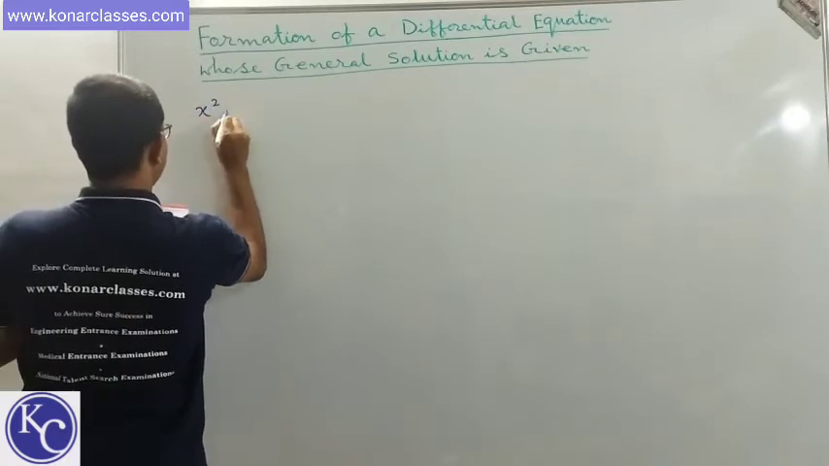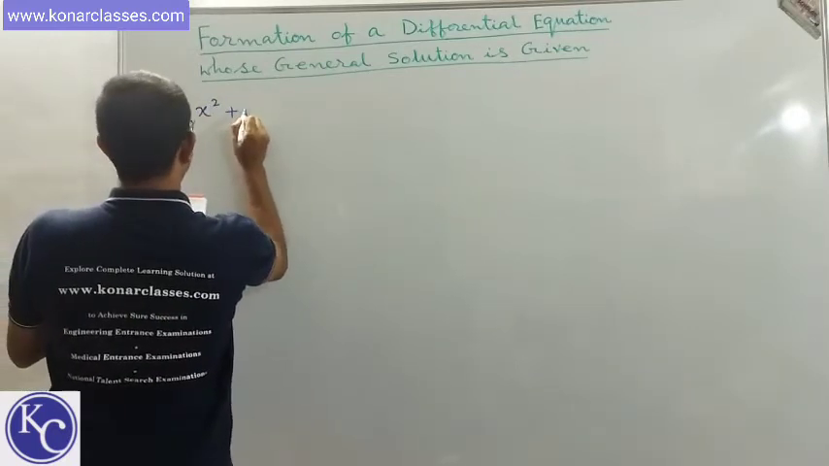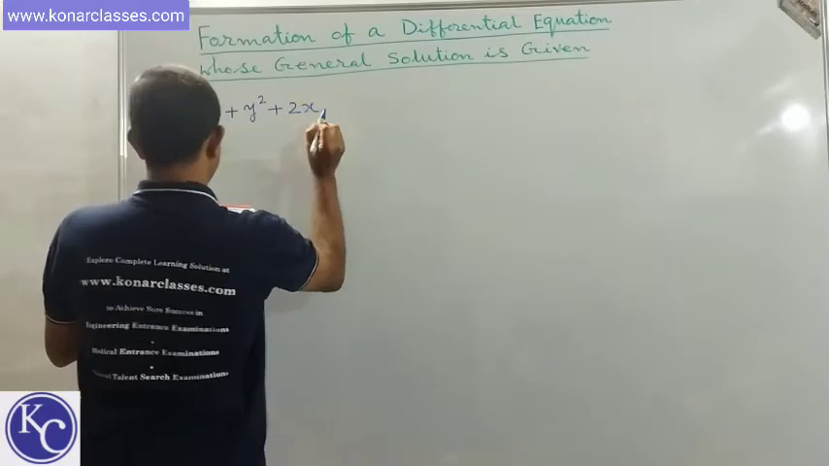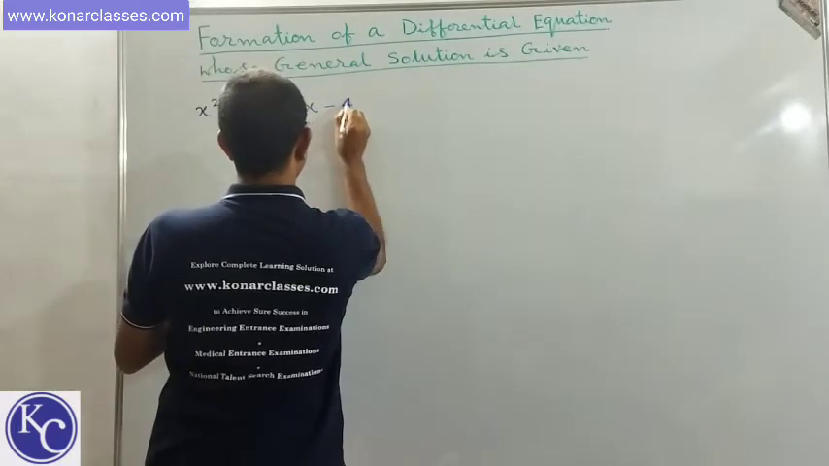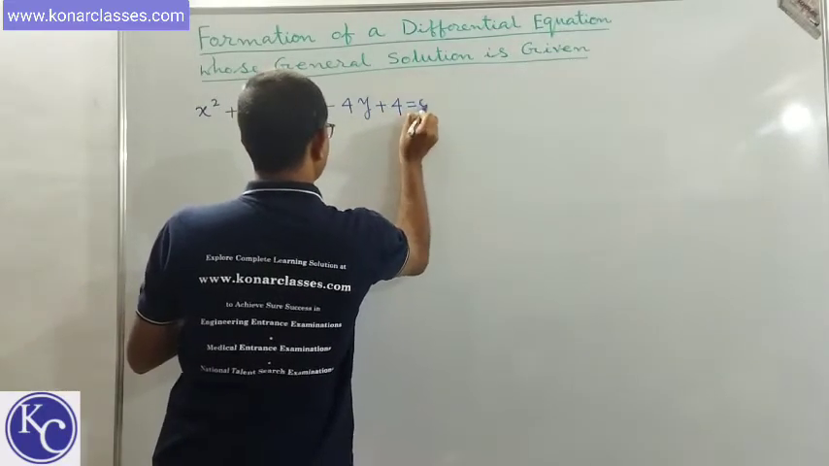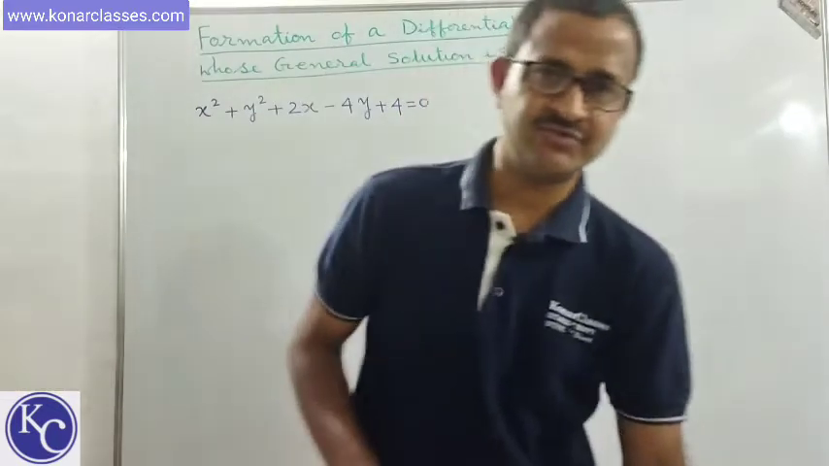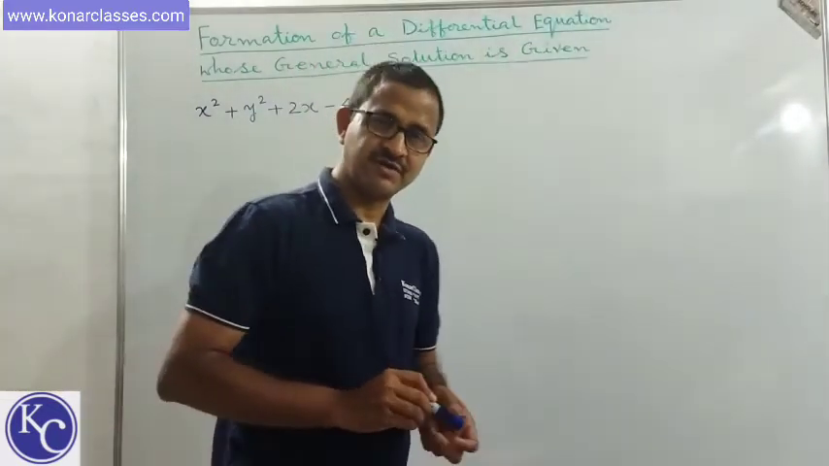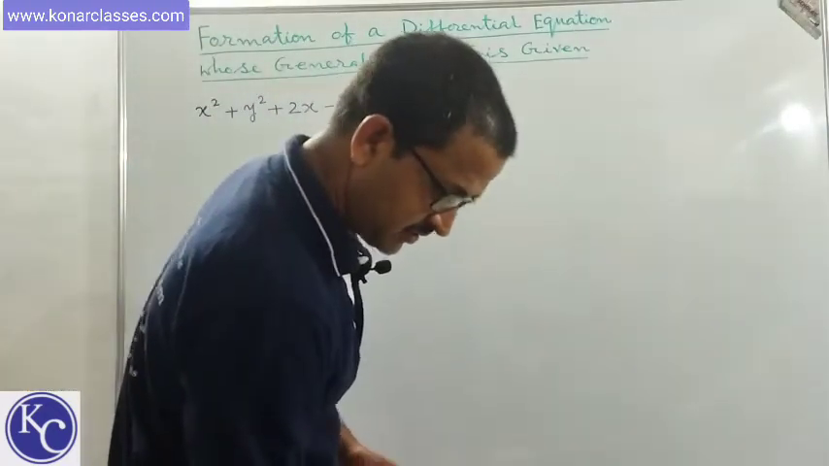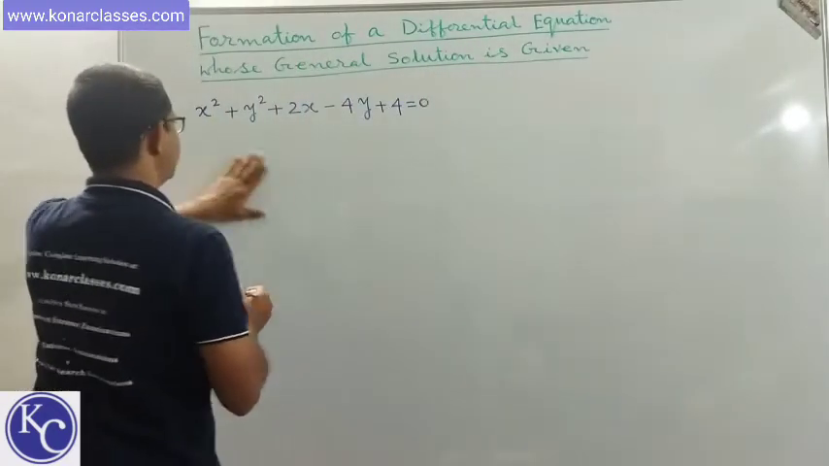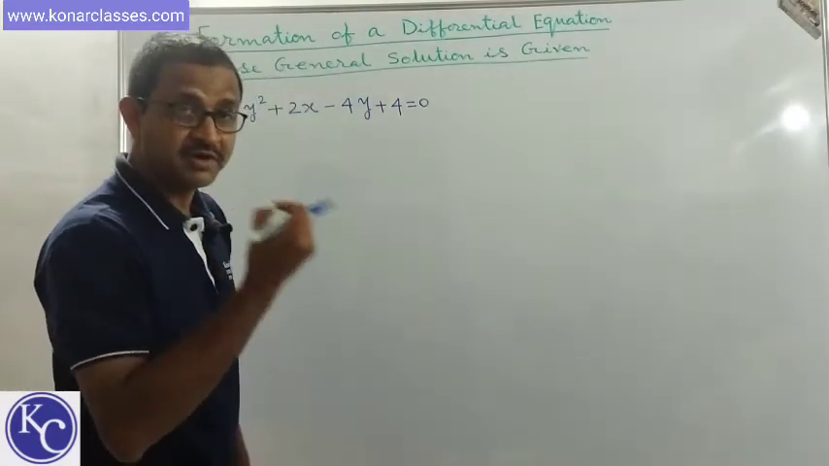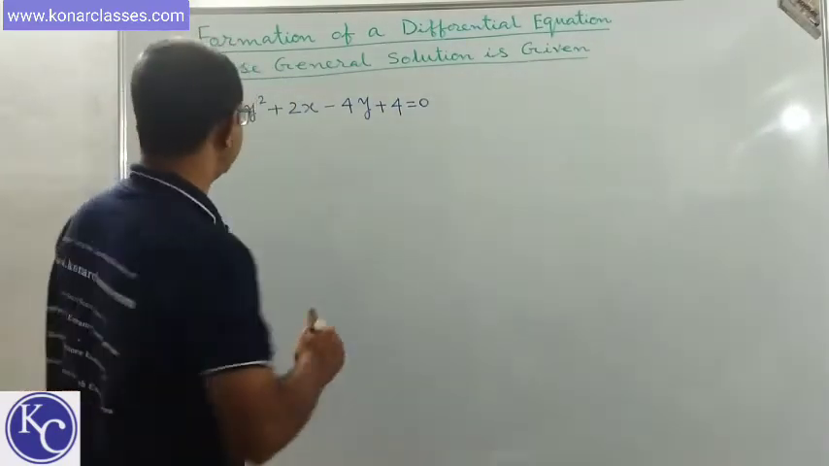x square plus y square plus 2x minus 4y plus 4 equal to 0. As you see, dear students, this is an equation of a circle. We can evaluate further to find what type of circle it is, meaning what is the coordinate of the center and what is the radius of this circle.